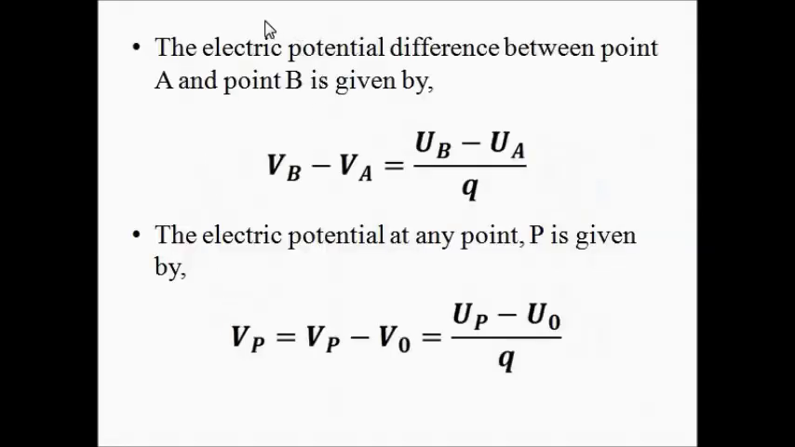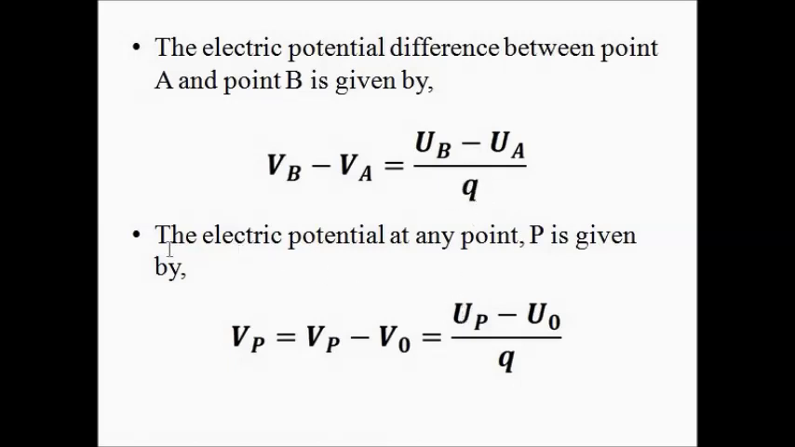So always remember, this is the electric potential difference, the mathematical expression, which is the change in the electric potential energy when a charge is moved from an initial position to a final position divided by the test charge itself. Final potential energy minus initial potential energy divided by the magnitude of the charge.